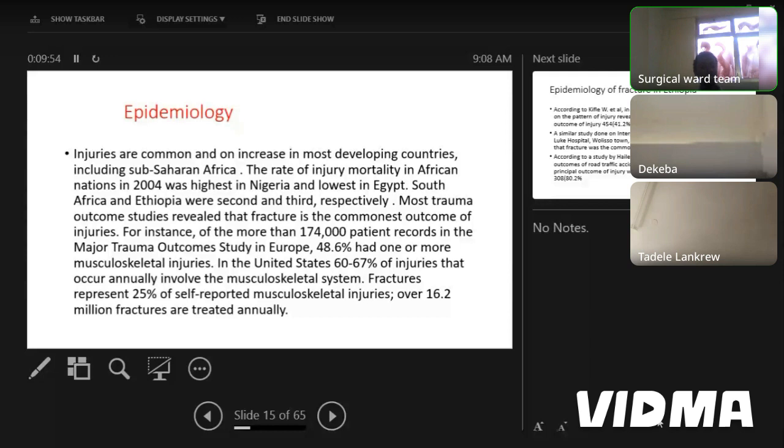Most trauma outcome studies reveal that fracture is the commonest outcome of injury. For instance, of the patients recorded in the major trauma outcome study in Europe, 48.6% had one or more musculoskeletal injuries. In the United States, 60 to 67% of injuries that occur annually involve the musculoskeletal system. Fractures represent 25% of self-reported musculoskeletal injuries. Over 60.2 million fractures are treated annually.